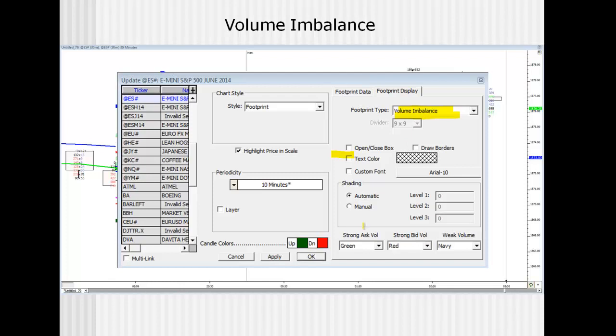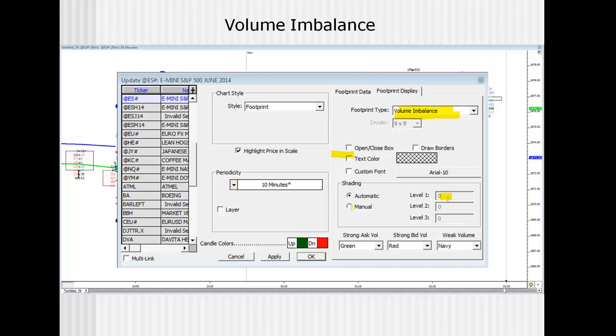The next most important thing is shading. Down here, this is the calculation that determines the level of imbalance that you're looking for. If you choose automatic, the default for the software is 140% imbalance. Now, sometimes 140% is a little too high. I tend to want to look at imbalances at around 130%. So what I do is I click on the manual button here, and then for level 1 I put 130, and that will give me the 130% I want.